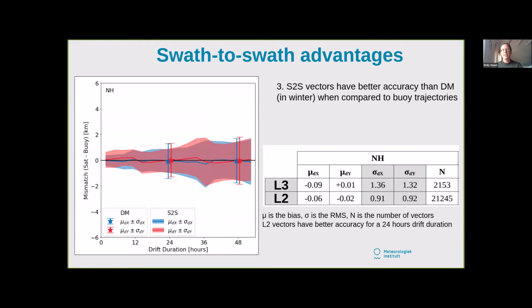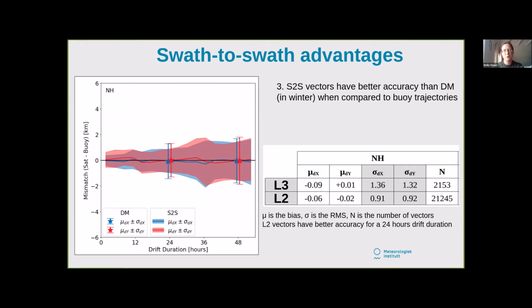And the third advantage is that in the winter, at least, which is when this method is most reliable anyway, the swath-to-swath sea ice drift vectors have a better accuracy validated against the drift buoys than the daily mapping. So in this plot here, the bars are the RMS of the daily maps compared to the buoys, and the filled in region is the swath-to-swath vectors.